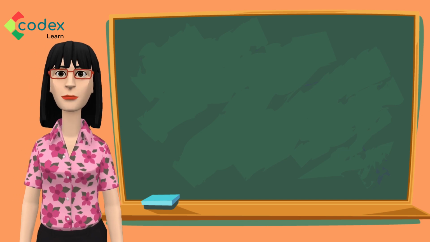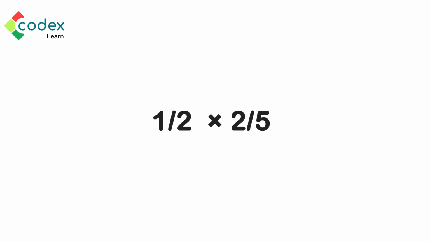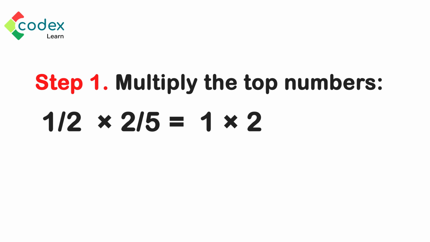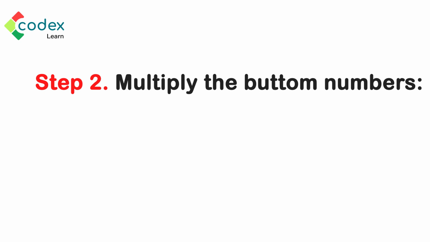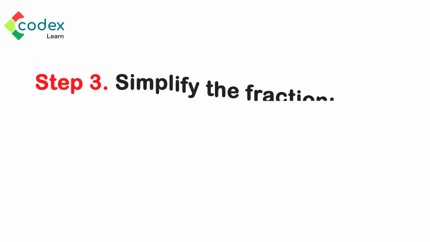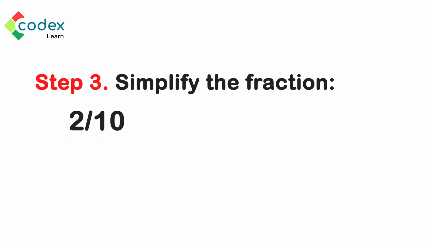The fractions appear like this: 1 above 2 multiplied by 2 above 5. Step 1. Multiply the top numbers. 1 times 2 equals 2. Step 2. Multiply the bottom numbers. 2 times 5 equals 10, so we get 2 above 10. Step 3. Simplify the fraction. 2 above 10 equals 1 above 5.